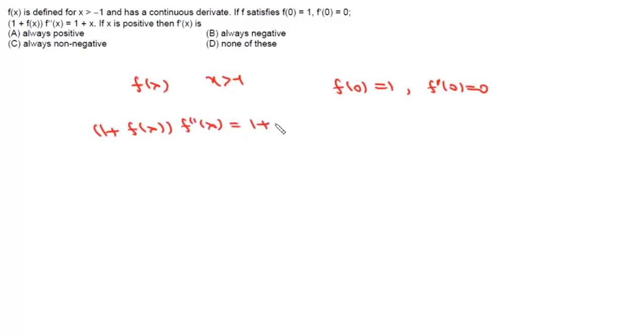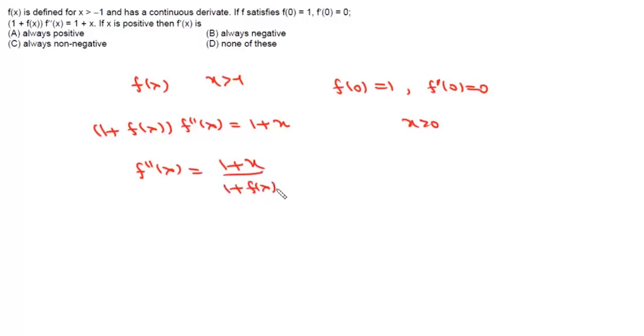Now here the question is, fx is defined for x greater than minus 1, and it says if f0 is 1 and f dash 0 is 0 and 1 plus fx into f double dash x is equal to 1 plus x, and if x is greater than 0, then f dash x is which of the following?